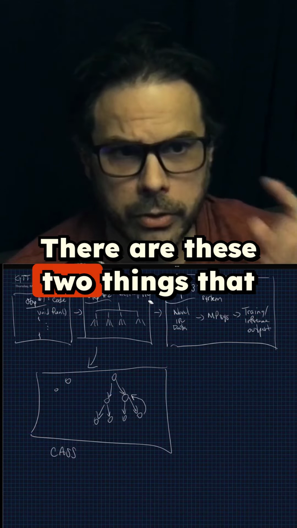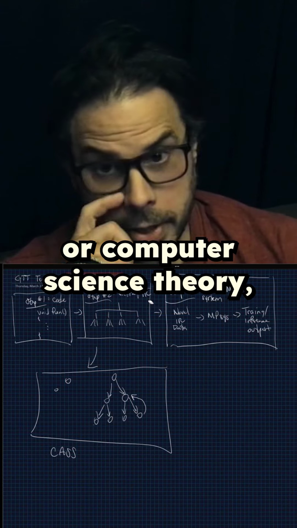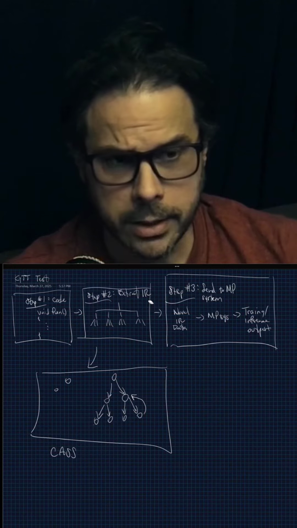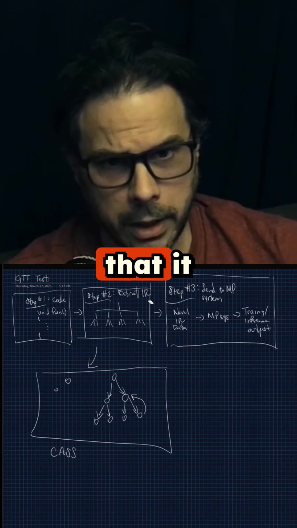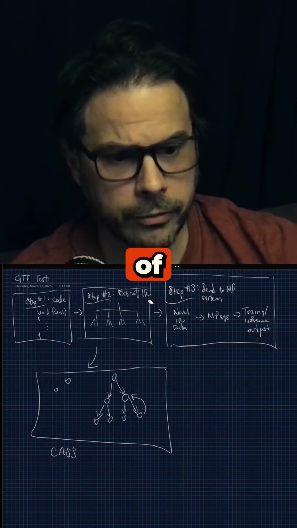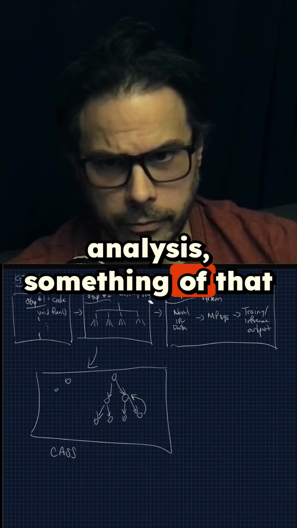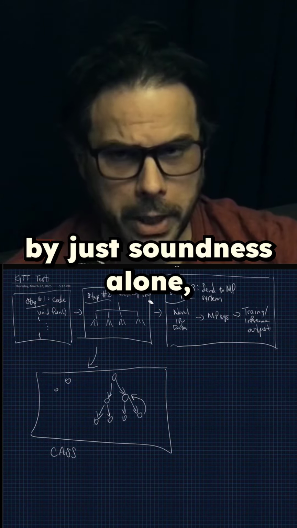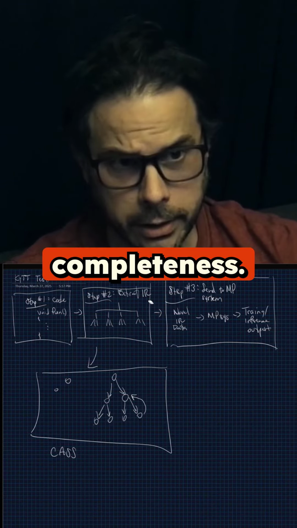Right? There are these two things that we tend to talk about when we talk about mathematical theory or computer science theory, and those things are soundness and completeness. Something that is sound is essentially shown to be logical, that it is correct from a perspective of logic, reason, analysis, something of that nature. However, things that are sound, by just soundness alone, don't say anything about completeness.